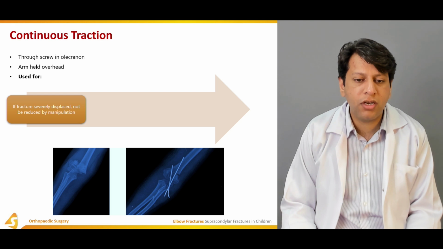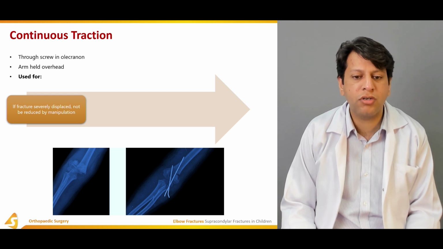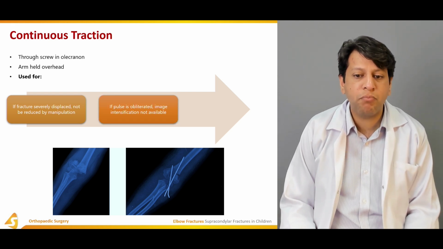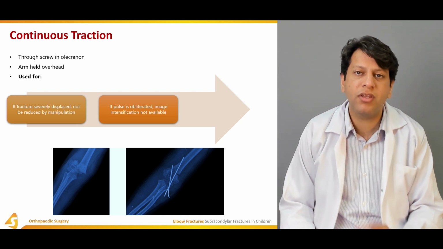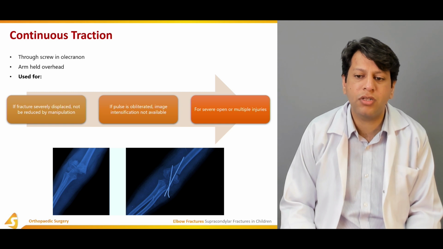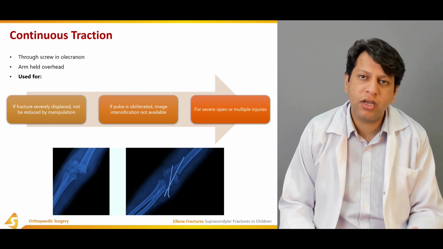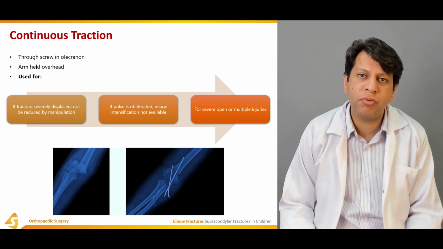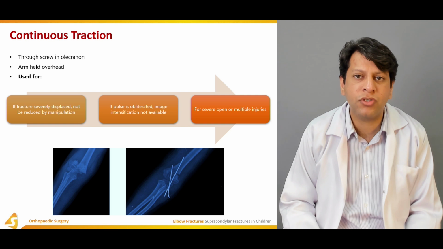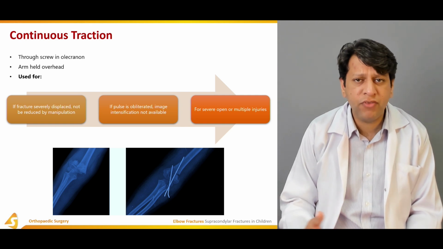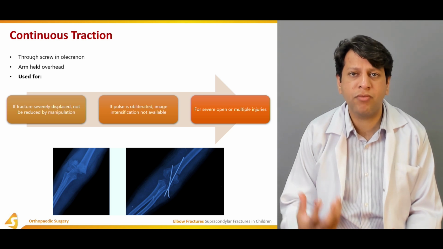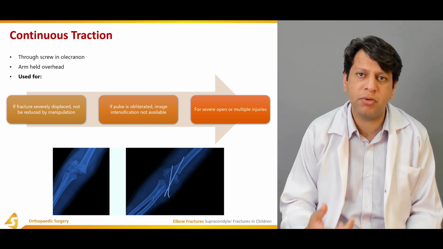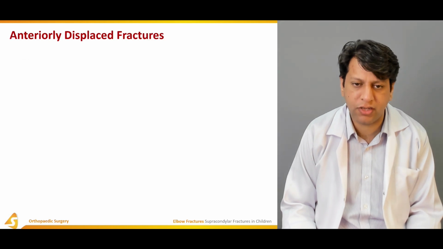If the fracture is severely displaced and not reduced by manipulation, if the pulse is obliterated, or image intensification is not available, only then can we use the indication for continuous traction, or for a severe open or multiple injuries. If it's already a multiple comminuted fracture, or an open fracture, we have to go for open reduction and fixation. Then we can pass the screw, hold the arm above, and let gravity do the reduction. And once gravity has done the reduction, we can pass 2 K wires for the supracondylar fracture.